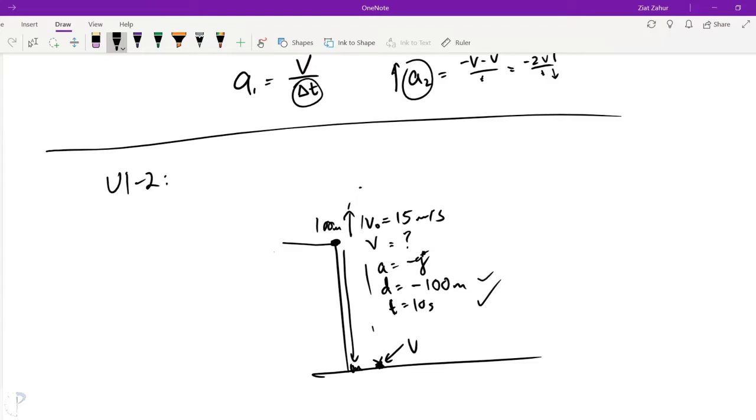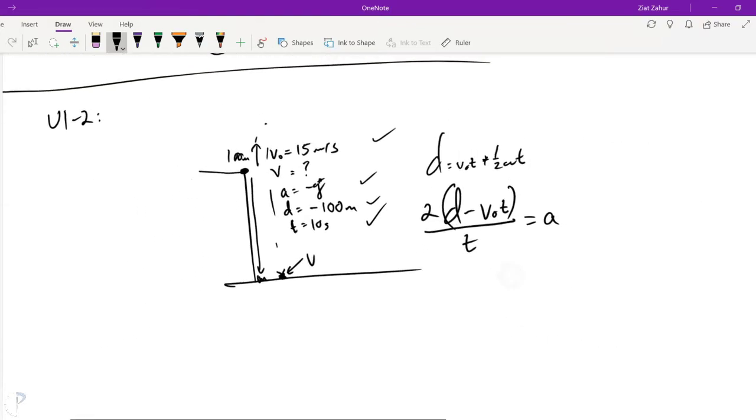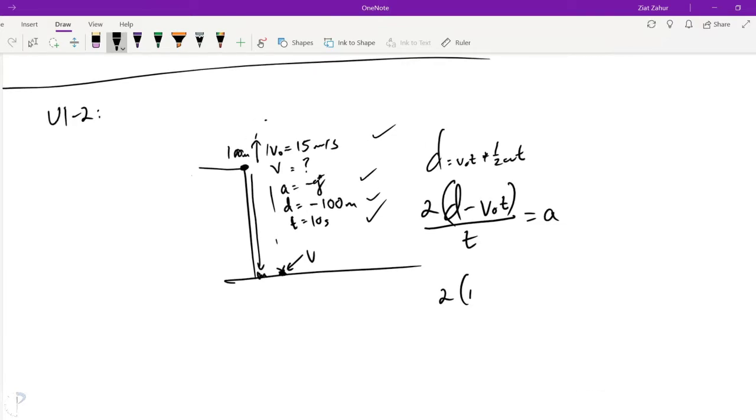Wow, we have so many things. 1, 2, 3. We're looking for this one. An equation with acceleration, well, I guess d equals v0 t plus one half a t squared. Solving for a, that's d minus v0 t, times 2, divided by t, equals a. Okay, so isolate and then solve, right? What is this value? We need to know so that we can continue the rest of the problem, so that we can compare this to Earth. So that's 2 times, negative 100.